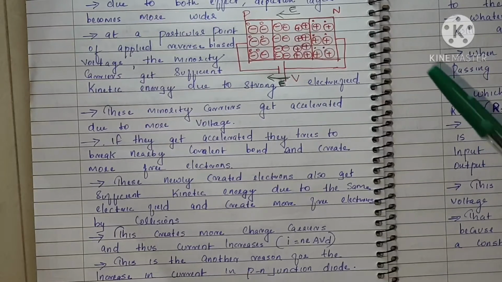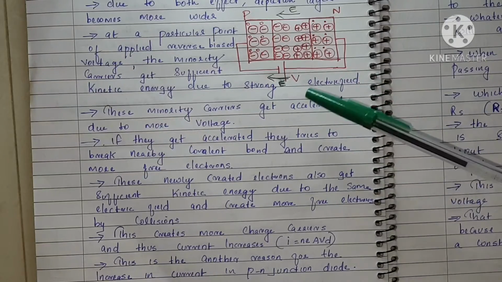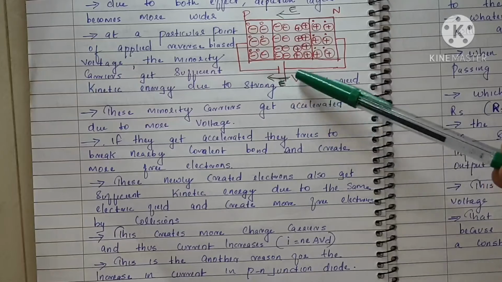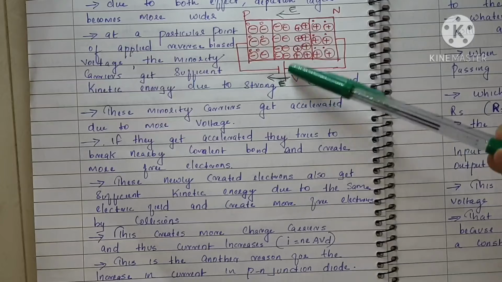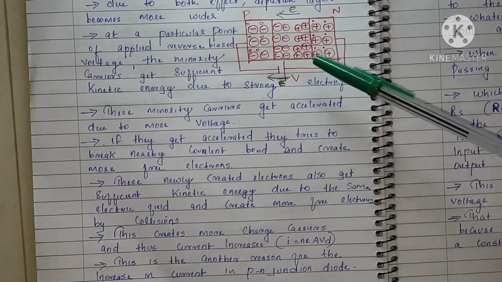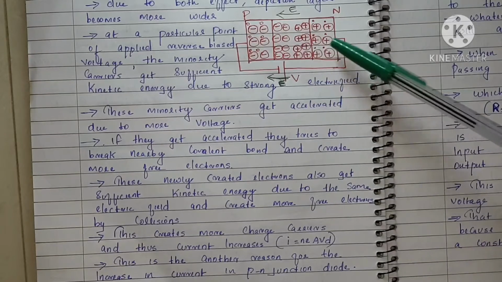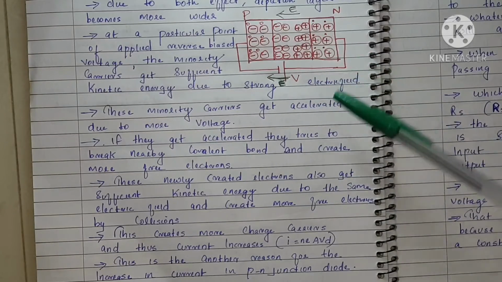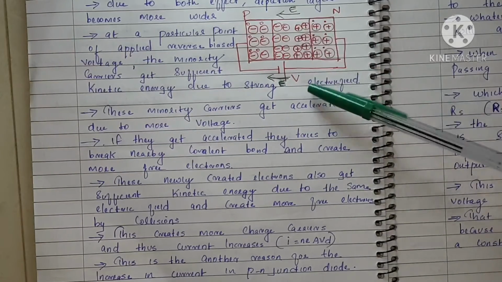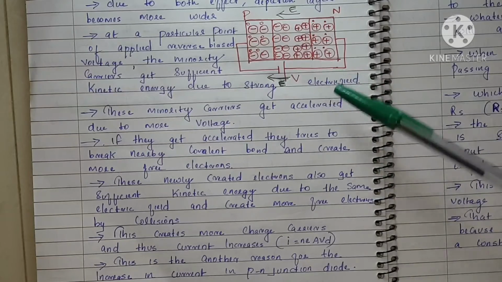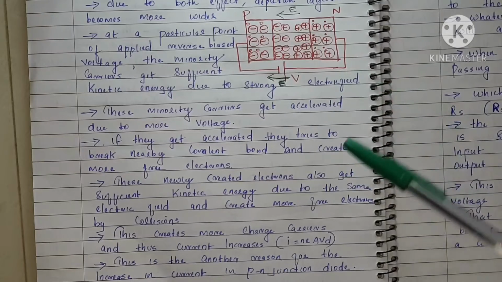The avalanche effect is nothing but we are adding less impurity and also providing more reverse bias voltage. Due to both reasons, the depletion layer becomes wider. If the depletion layer becomes wider, then at a particular point of applied reverse bias voltage, the minority carriers will get sufficient kinetic energy due to a strong electric field. Both electric fields are in the same direction, so the resultant electric field will be very strong. Due to this, minority carriers will get sufficient kinetic energy.